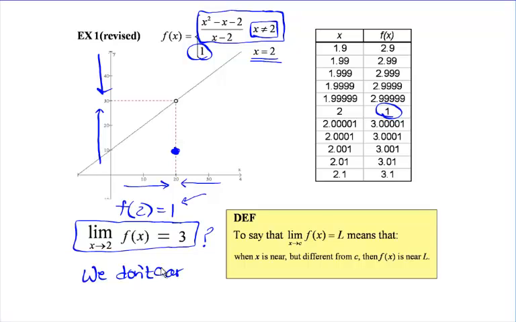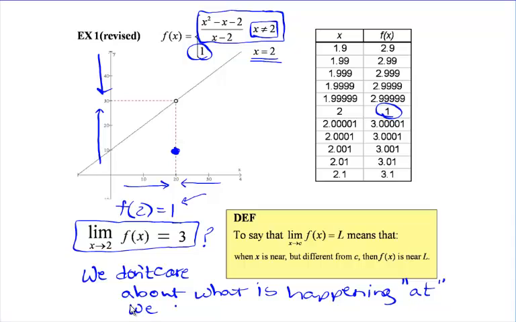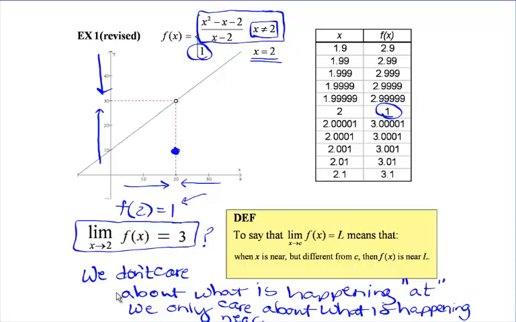We don't care in a limit. We never care about what is happening at. We only care about what is happening near. That's all we care about. The limit doesn't matter about what's happening at. We can have a well-defined, we can have a smooth continuous function, but we can still talk about the idea of the limit. So here is a definition of a limit.